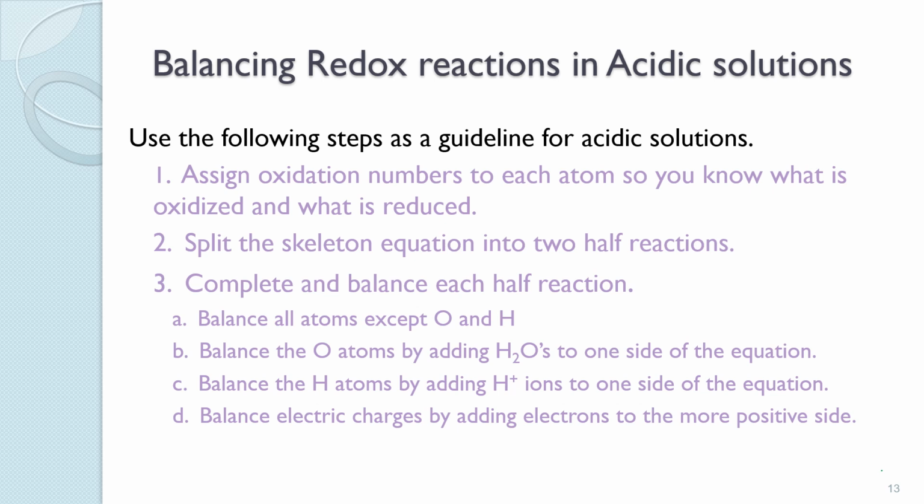And so then that will make all the elements balanced. Then finally what you have to do is balance the charges, and the way you're going to do that is by adding electrons, the correct number of electrons, to the more positive side to make the two charges equal. Again, I'm going to show you an example in just a minute.